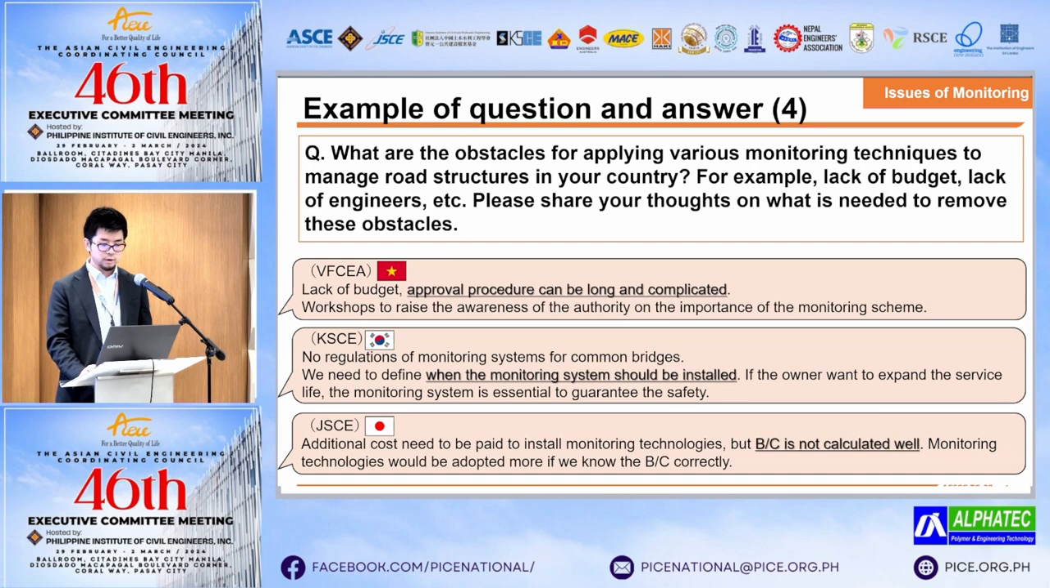And this is also an example of the question about the obstacles for applying various monitoring techniques to manage road structures. Each country has different opinions. For example, the approval procedure can be long and complicated, and also the benefit-cost ratio is not calculated well when we decide to use monitoring. So we need to solve these kinds of problems to accelerate applying monitoring techniques more.